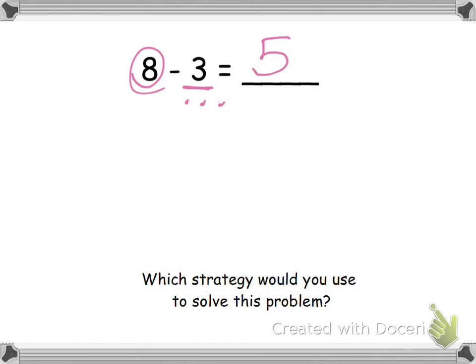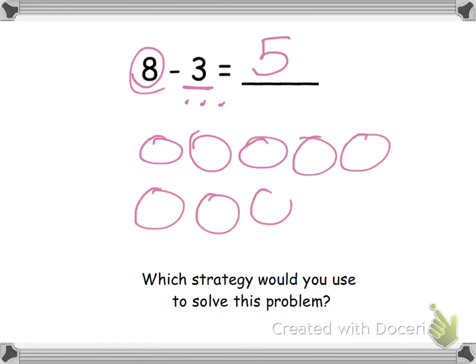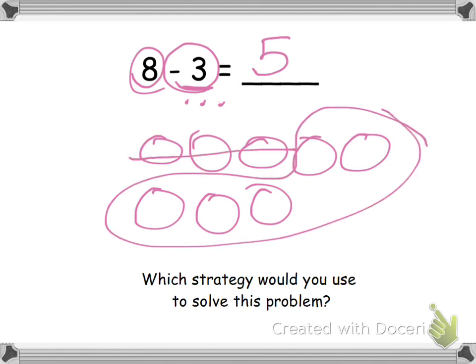Now you also can draw a picture. You first start off with your whole, which is 8: 4, 5, 6, 7, 8. You cross out what it says right here, because it says 8 minus 3. So you cross out the part they give you. Cross out 3, circle the rest. So there's 1, 2, 3, 4, 5. So 5 is our answer. So 8 minus 3 equals 5.